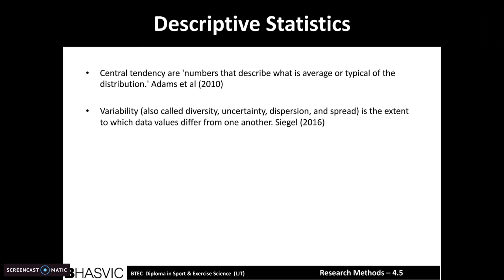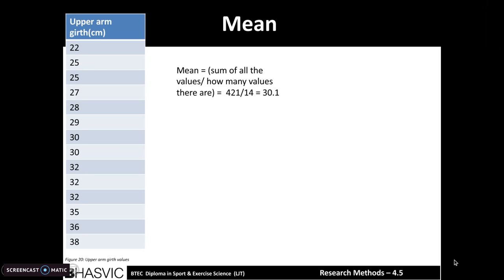The mean is the average value of the dataset. You calculate the mean by adding up all the scores, then dividing that number by how many values there were. So shown in figure 20, in the example above, is the mean value of this dataset. The sum of all of the values was 421, and because there were 14 values, you divide 421 by 14, which equals 30.1. So that is the mean of this set of data.